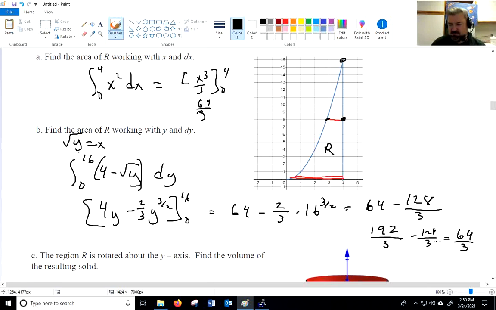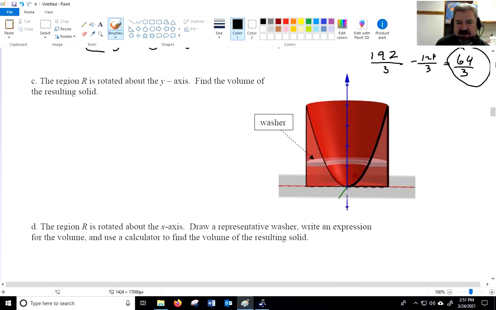Excuse me, 128 over 3, not 128 cubed. 128 over 3, 64 over 3 is the volume, which was the area, which was the same that we got here working with x's. Now, what if the region is rotated around the y-axis? Let's find the volume of the resulting solid.